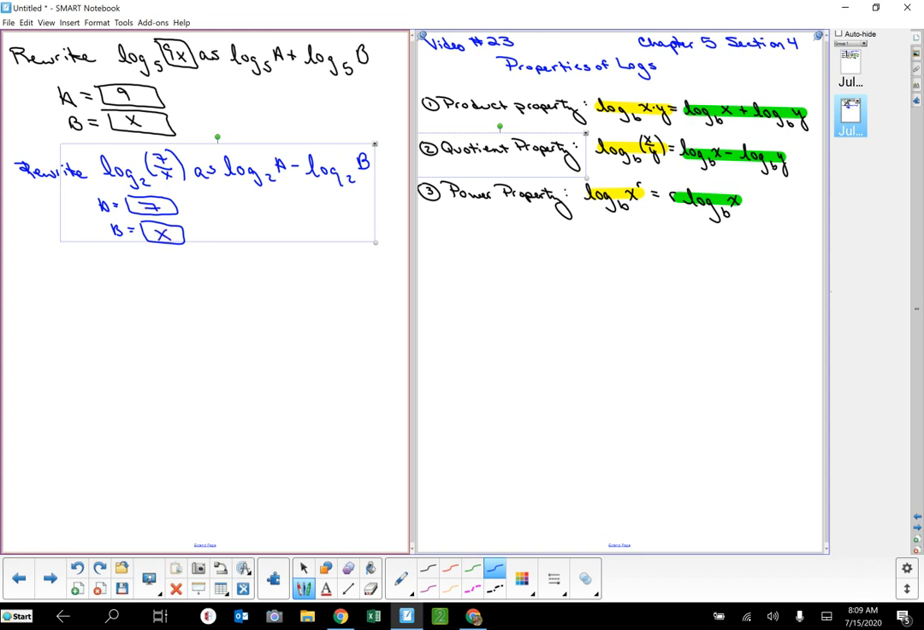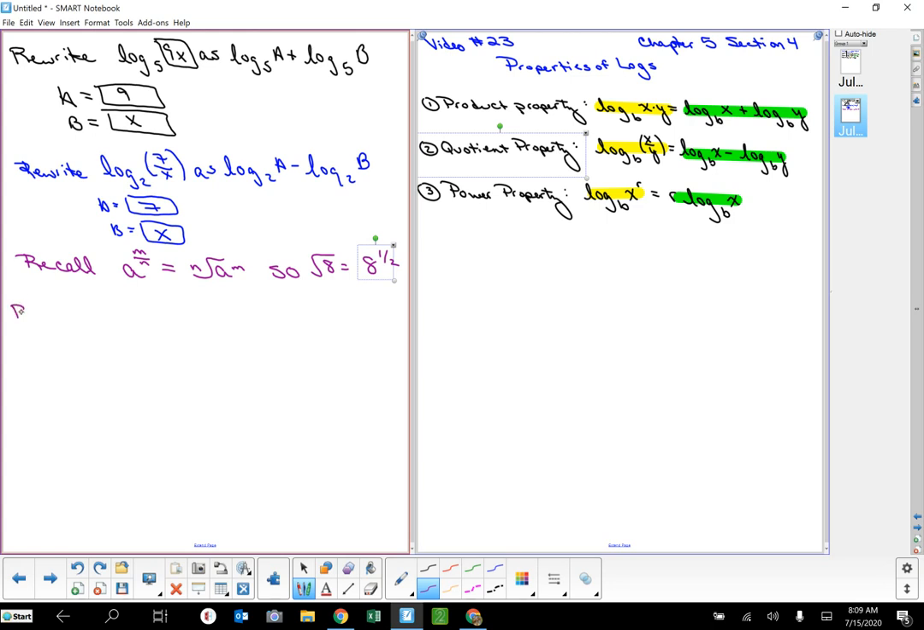Okay. Next one. I need to remind you, recall a to the m over n equals the nth root of a to the m. So the square root of 8 is 8 to the 1/2 power, right? You need to remember that kind of thing.